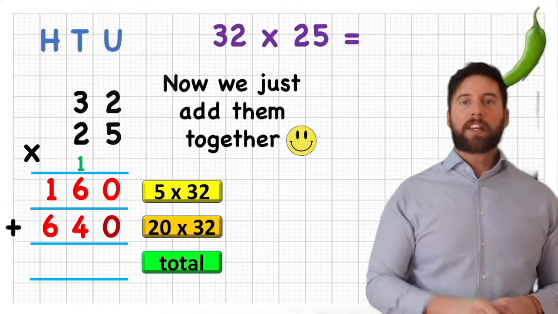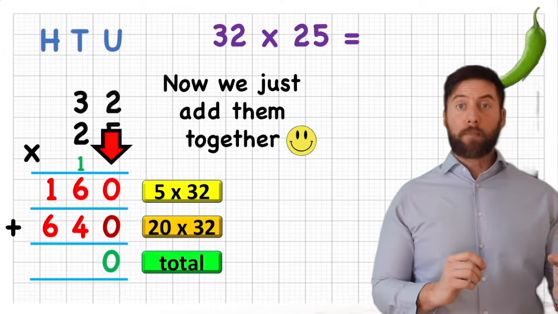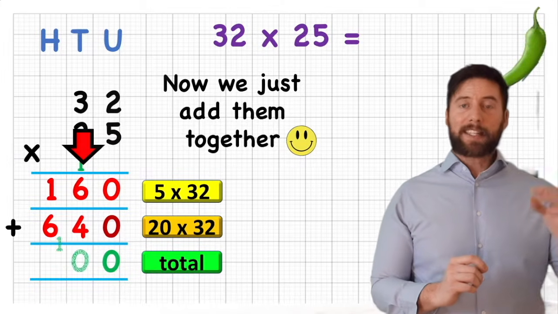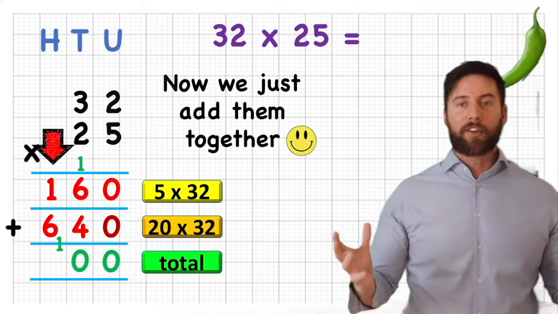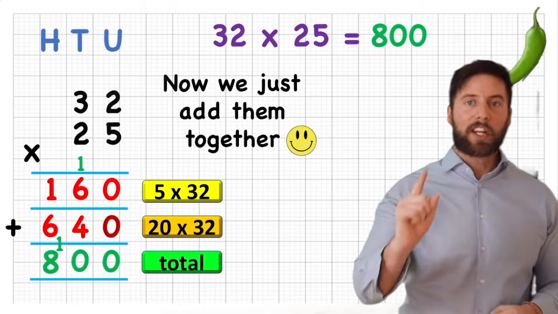Again, starting with our units, 0 and 0 is 0. 6 add 4 is 10. Remember to move the 1 across. 1 add 6 is 7, plus the 1, 8. 800, okay? 32 times 25 is 800, and that's a green chili challenge.